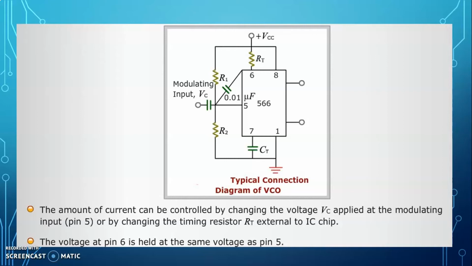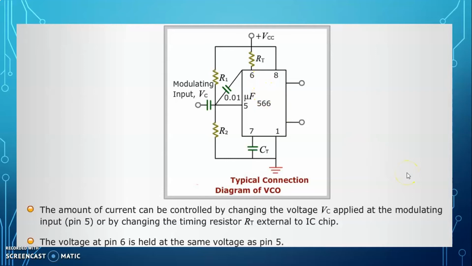The amount of current can be controlled by changing the voltage Vc applied at the modulating input pin number 5, or by changing the timing resistor RT external to the IC chip. That is, the constant current source current can be controlled by varying the modulating input voltage at pin number 5, or changing the resistor RT value at pin number 6.